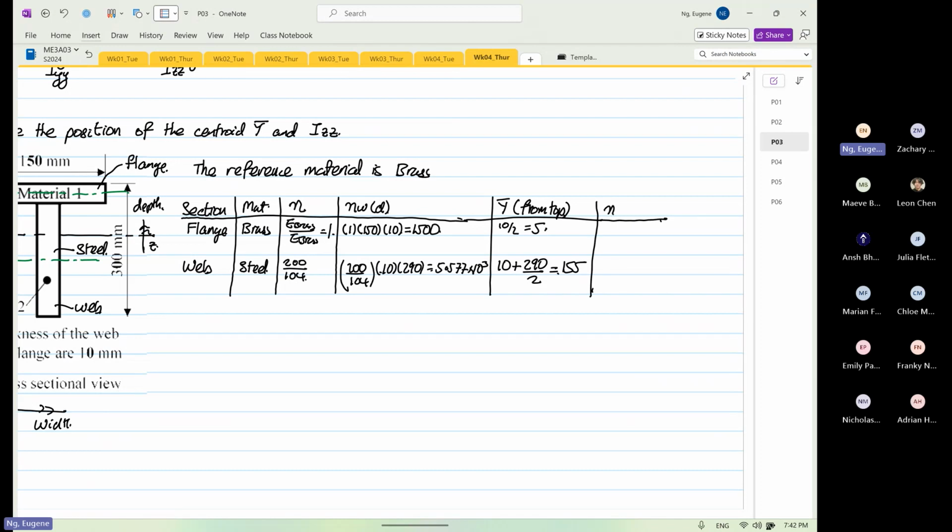Then finally, like before, we're going to do n, width, depth and y bar. So 1500 times 5 is 7500, and then 5.577 times 10 to the power 3 times 155 is equal to 864.435. Then we do a summation. So 1500 times 5.577 times 10 to the power 3 gives 8.3655 times 10 to the power 6.